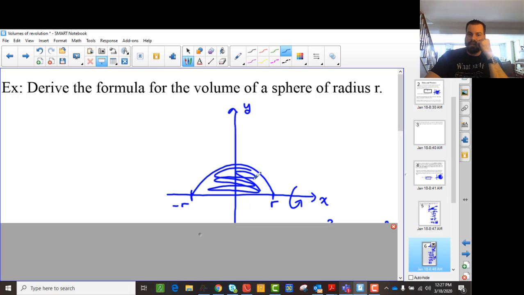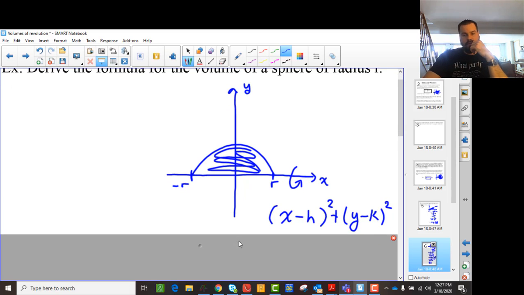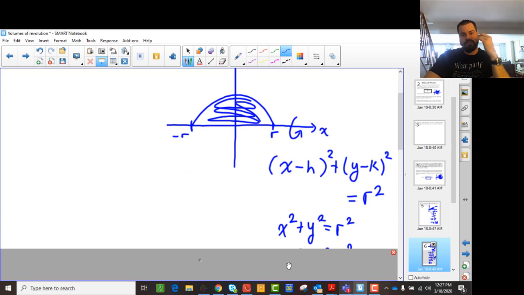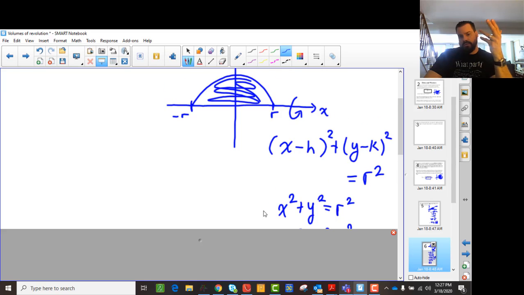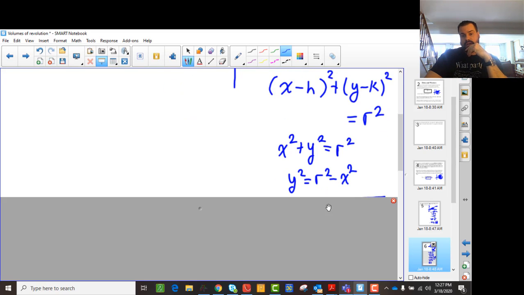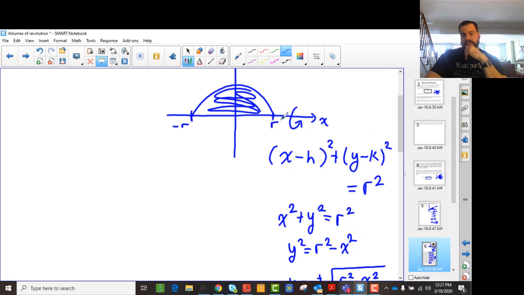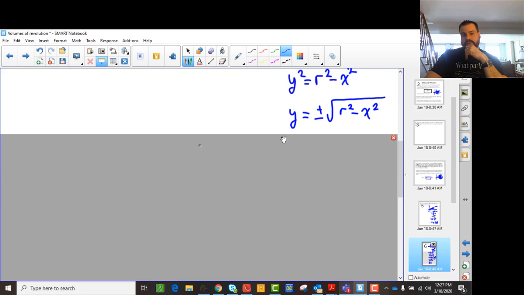And the equation of this semicircle is going to be, if you think about the equation of a circle, x squared plus y squared equals r squared. We've talked about this before. What you're going to do is you're going to say, I need to solve that for y. Y equals what? So y squared is r squared minus x squared. So y becomes plus or minus the square root of r squared minus x squared. And what I want is actually the positive one, because I want the one above the x-axis. So I get this.